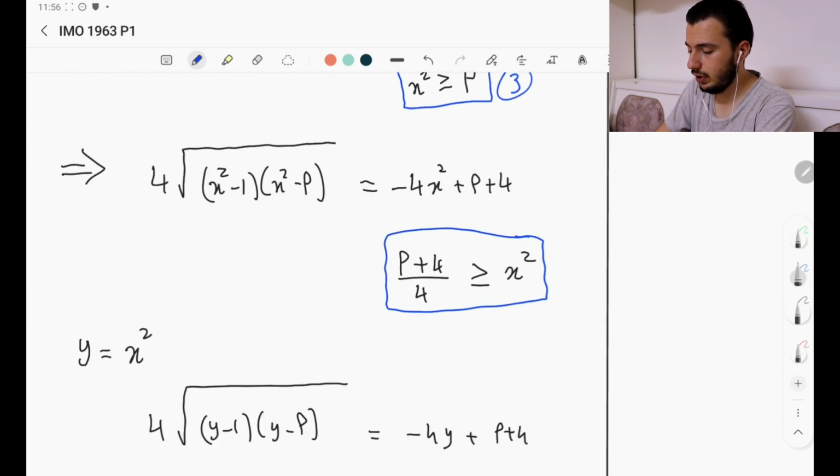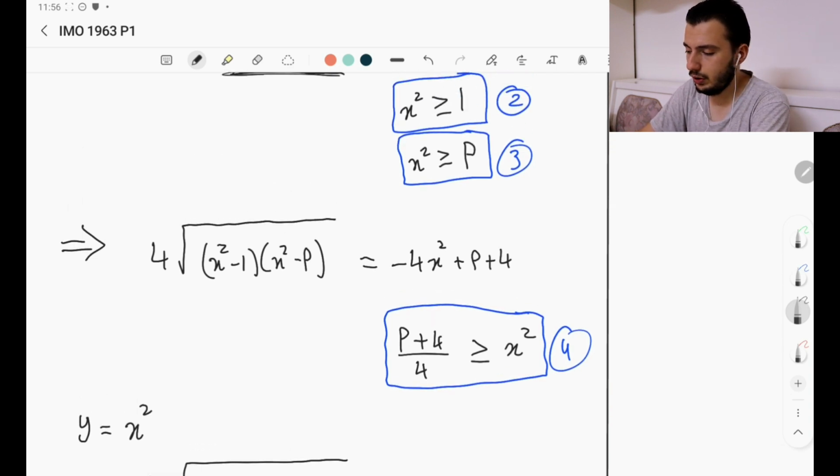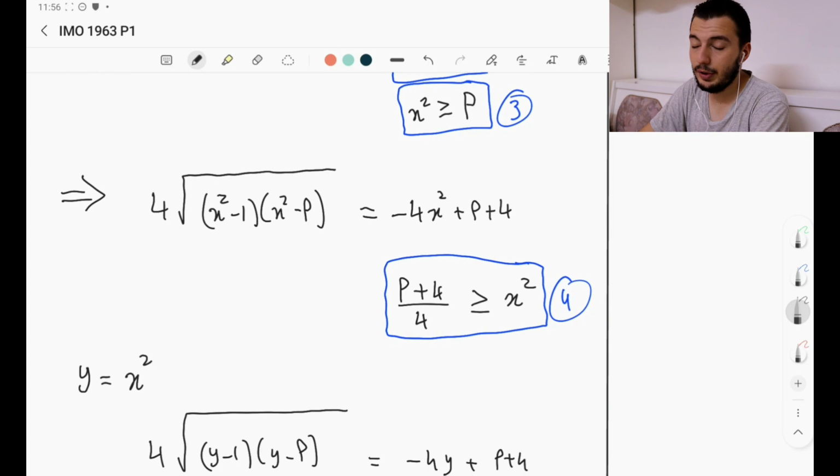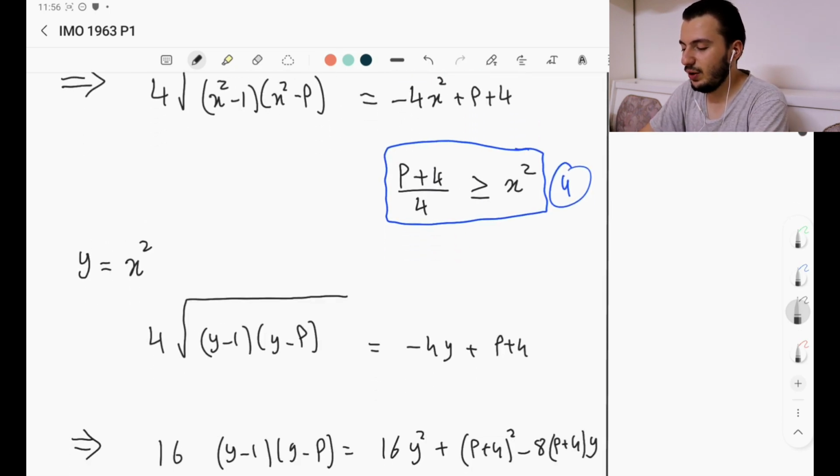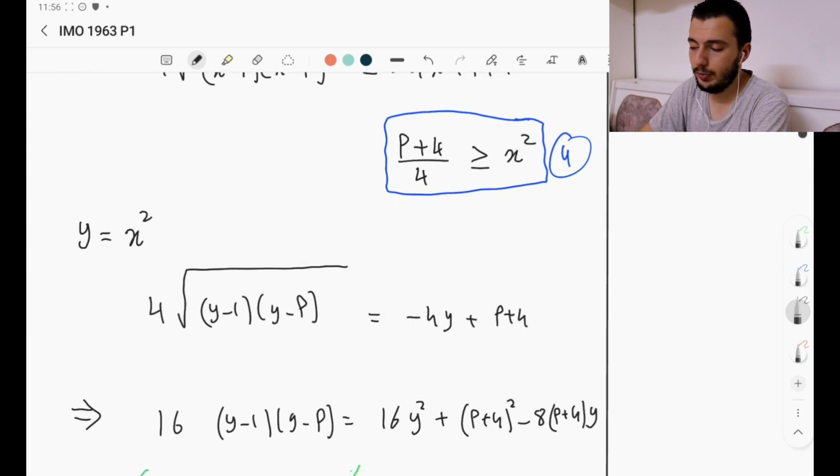Now we just have our final condition. Does it give us any condition on the parameter y, or is it useless as well? Oh, sorry, p. Why do I keep saying y? Okay, so now we also have x squared. We just need to check it's less than or equal to p plus 4 over 4.